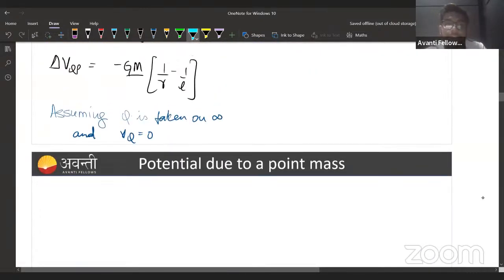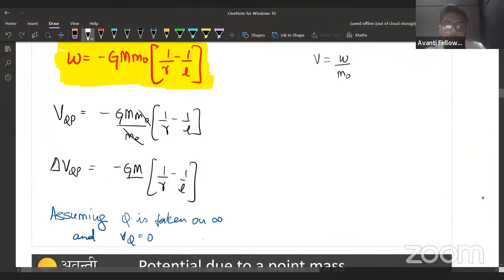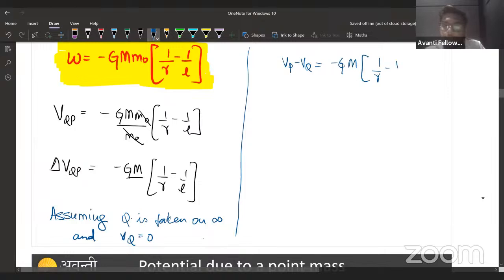Assuming Q is taken on infinity, Q point is taken on infinity. That will mean V_Q is 0. So can I write it like this, guys? V of P minus V of Q, the change in potential, is equal to minus GM bracket 1 by r minus 1 by l.